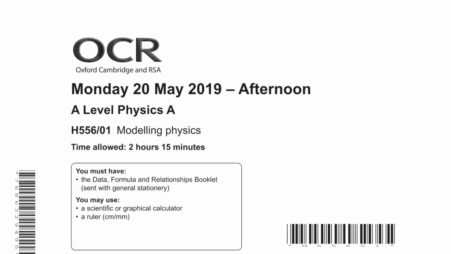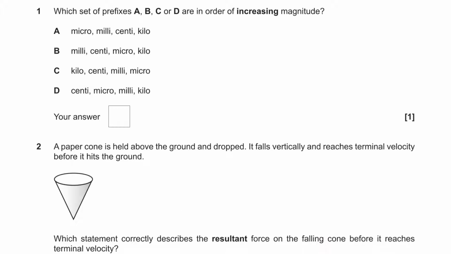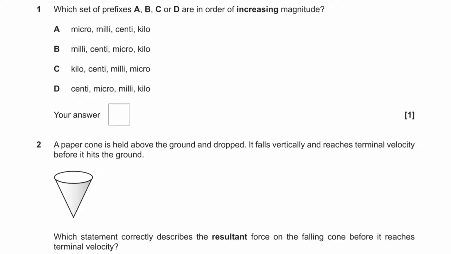Okay, this is OCR A-Level Physics 2019 Paper 1 Modelling Physics. Multiple choice first, nice and easy. Number 1, which order of prefixes is correct? Okay, so A, we have micro, milli, centi, and kilo. Yes, that's correct, so the answer has to be A.